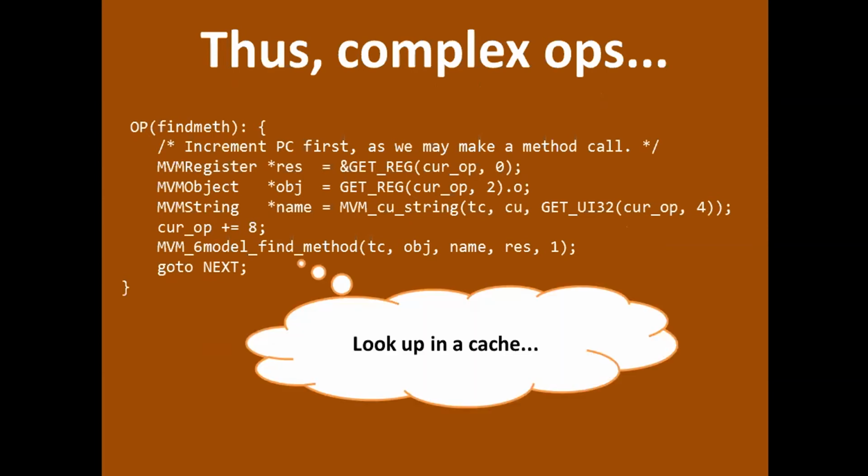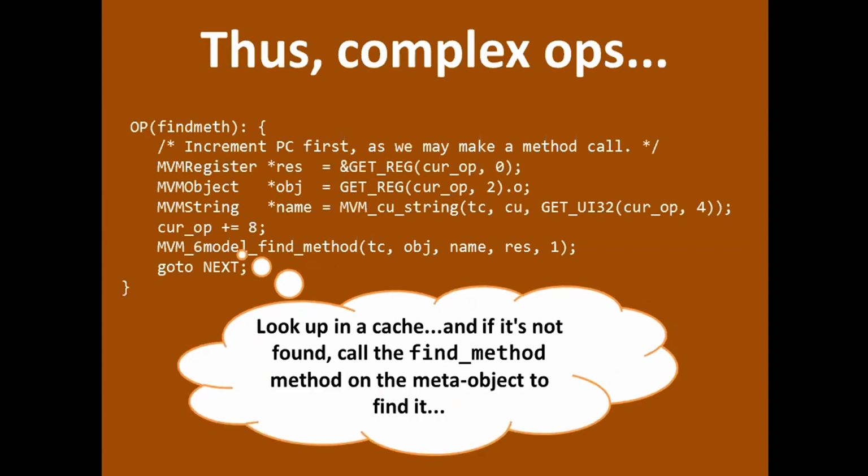Now, first thing it tries is to look the method up in a cache. And the cache is actually in the current implementation pre-computed. It's just a huge hash of all the methods on that type, including the ones from the base classes. And if that doesn't work out, then it actually has to call the find method on the meta object.